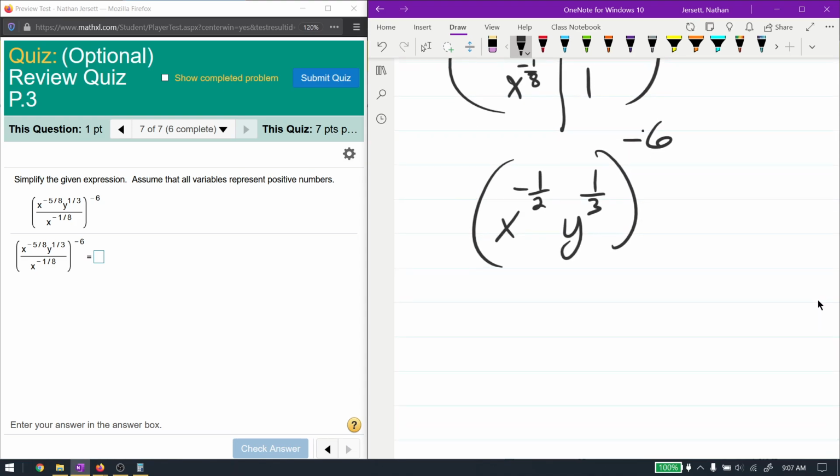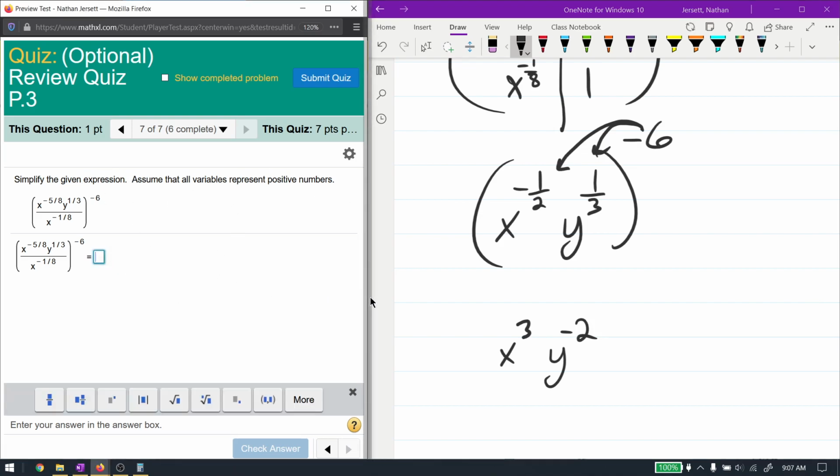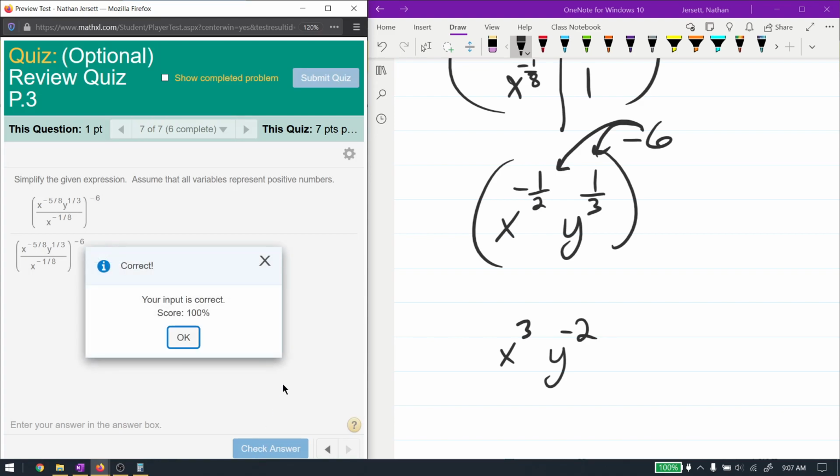Now I can distribute the negative 6 into each of the powers. Negative 1/2 times negative 6 is x to the 3. And 1/3 times negative 6 is negative 2. It doesn't say anything about positive exponents, so this should be our final answer: y to the power of negative 2. And it's correct.